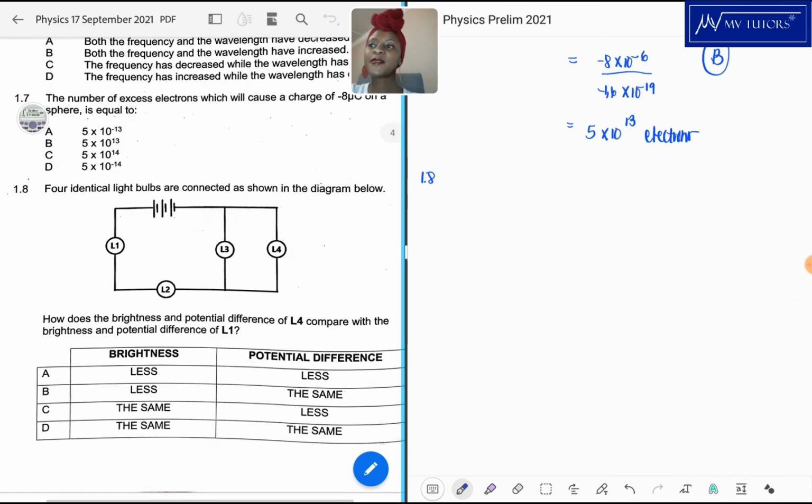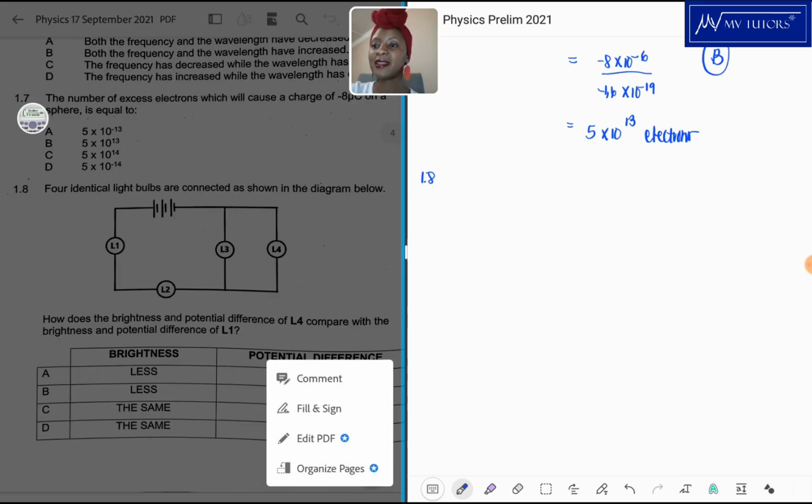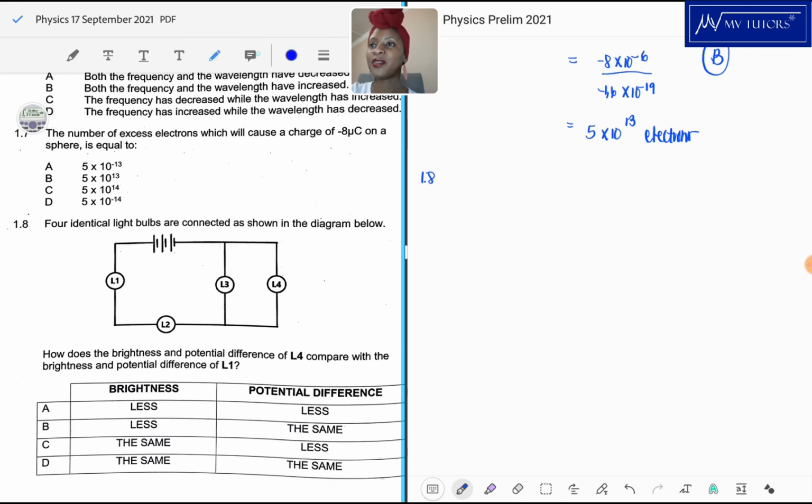Okay, now it says 4 identical light bulbs are connected as shown in the diagram below. If you think of a light bulb, it's actually like a resistor. So the brighter the light bulb is, it means it has a high resistance. So think of it that way. Now it says, how does the brightness and potential difference of L4 compare with the brightness and potential difference of L1? Allow me to just make some marks over here.